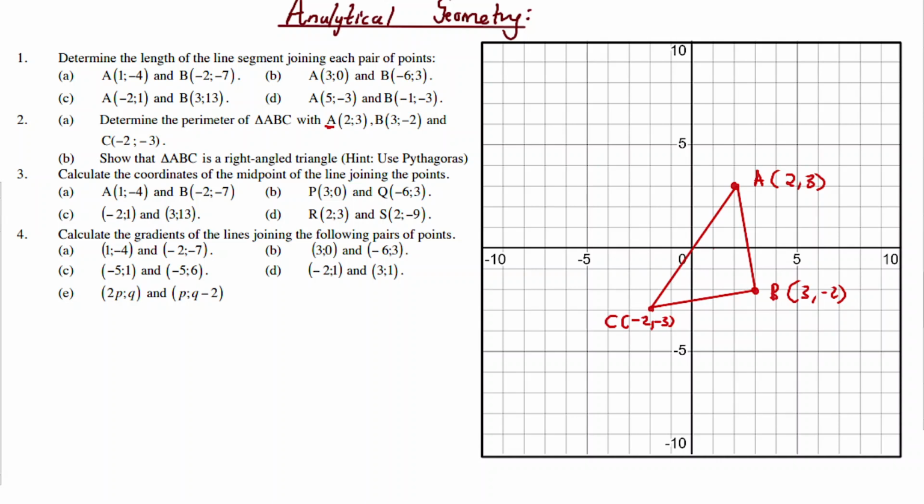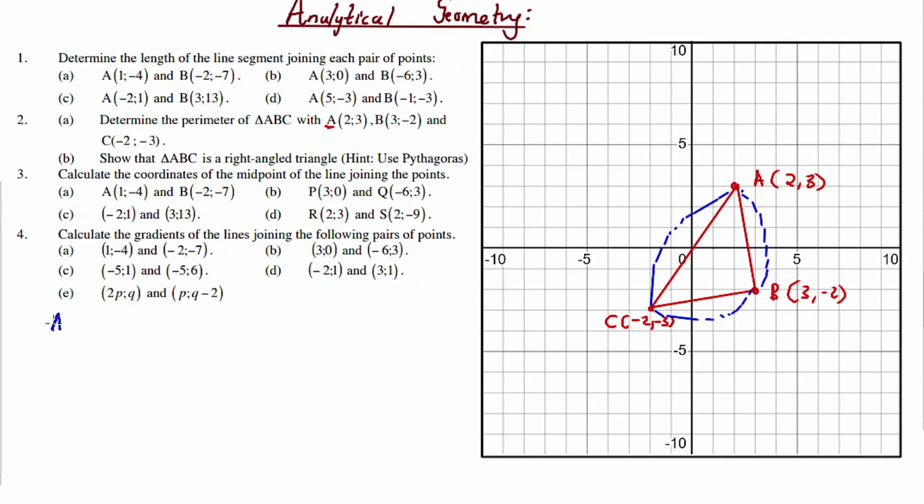So they want us to calculate the perimeter for this. The first thing I will have to calculate would be the lengths between A and B, the length between C and B, the length between A and C. After getting these distances, then I'm going to add them, right?